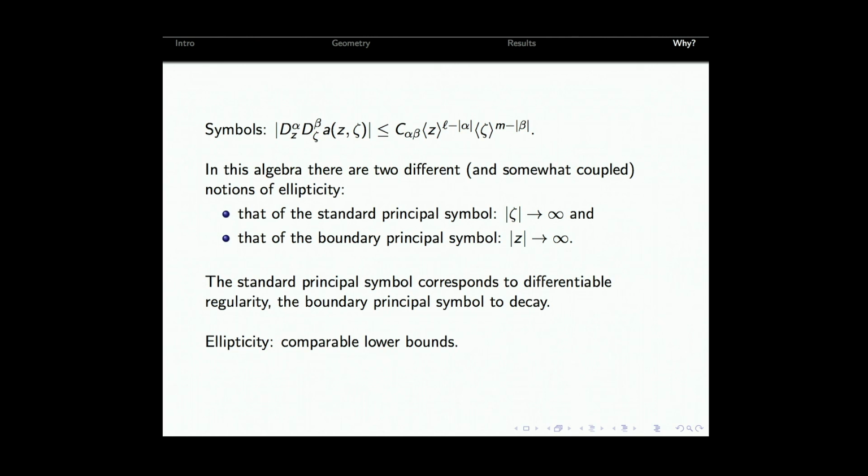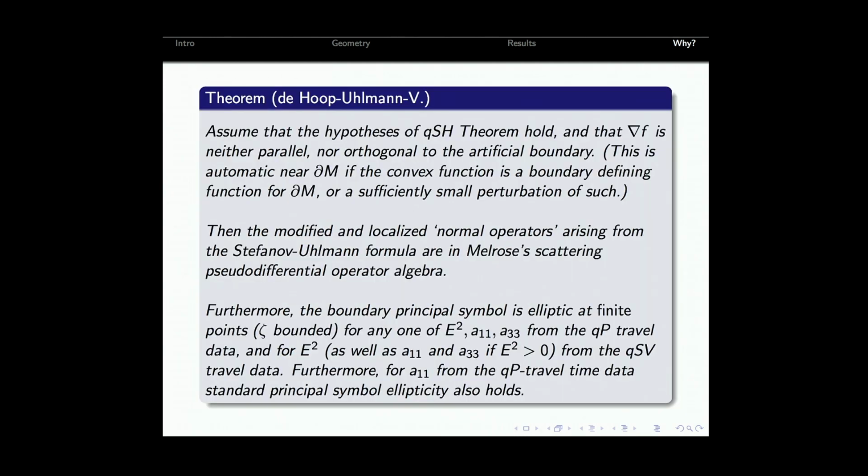But as long as you say that in the appropriate sense, your operator is very far from being 0, and that's called ellipticity. So you have upper bounds for symbols. That's just a definition of being a symbol, and ellipticity is a statement that there are comparable lower bounds. And then the real theorem that proves these non-SH results is that these modified, localized normal operators that arise here in this linearization, that's the Stefanov-Uhlmann formula, are of this kind that I just described, these asymptotically Euclidean problems.